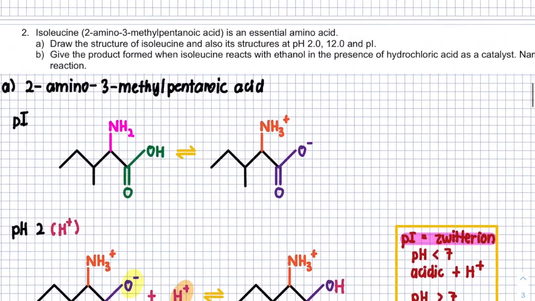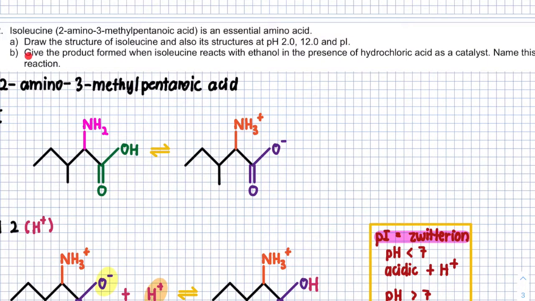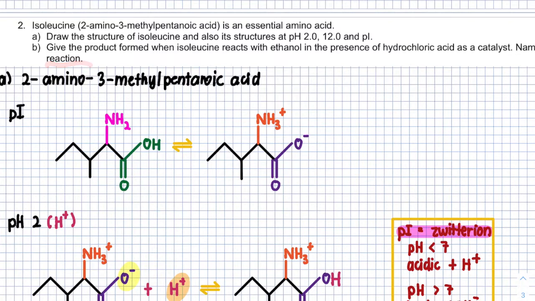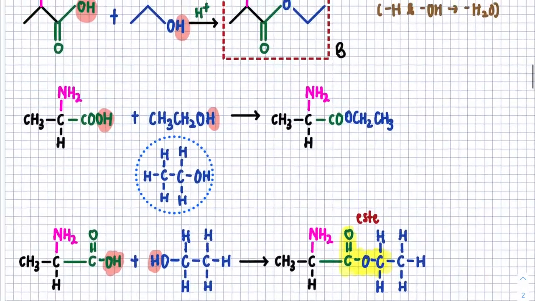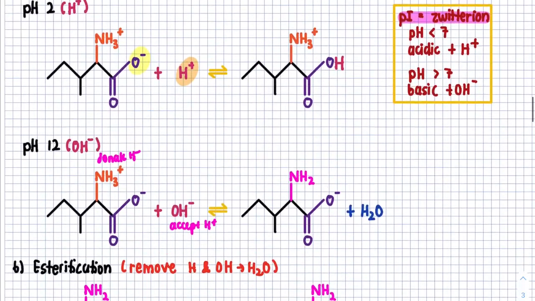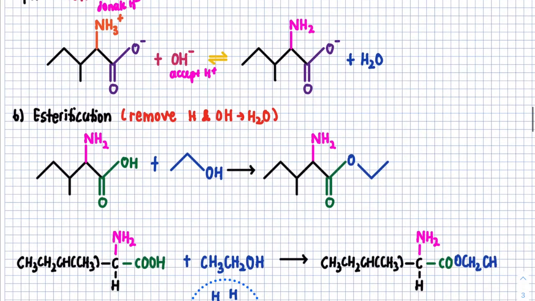Okay, question B. It asks further, give the product formed when isoleucine reacts with ethanol in the presence of hydrochloric acid as a catalyst. Okay, name this reaction. So again, we want to react our amino acid with alcohol. Same as the reaction earlier, we reacted our carboxylic acid with alcohol. Amino acid with alcohol. So, which one will react? Okay, the name of the reaction itself is esterification. But again, this is a condensation reaction where we remove H2O. We will remove H and OH.